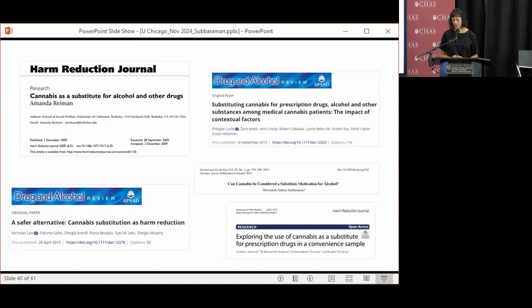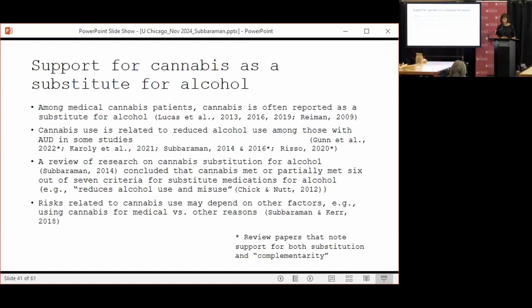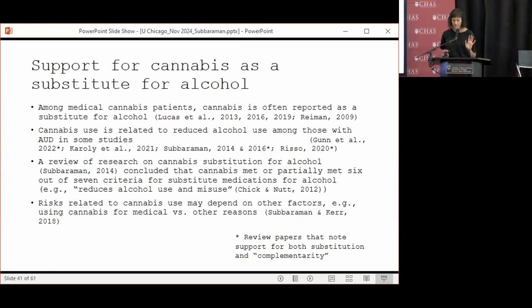Support for cannabis as a substitute for alcohol has been seen in medical cannabis patients, but also among individuals with alcohol use disorders. A review on cannabis substitution for alcohol that was written by yours truly concluded that cannabis met or partially met 6 out of 7 criteria for substitute medications for alcohol. One of those criteria is that it reduces alcohol use and misuse.